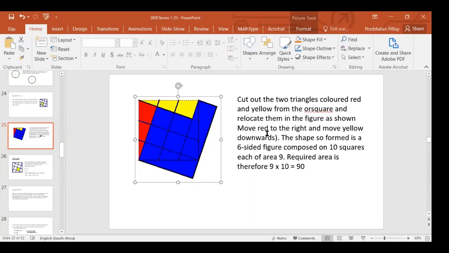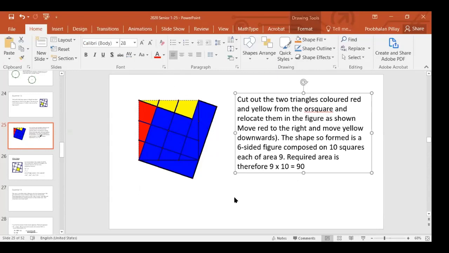And those blue squares, each area is 9. I'm sorry. The blue squares, you got 10 small areas, and each small area is 9. So therefore, the area that we're looking for is 90. By cutting and pasting, without doing any x's and 2x's and all that nonsense, I suddenly got a picture where I got 10 squares, each exactly equal to 9.